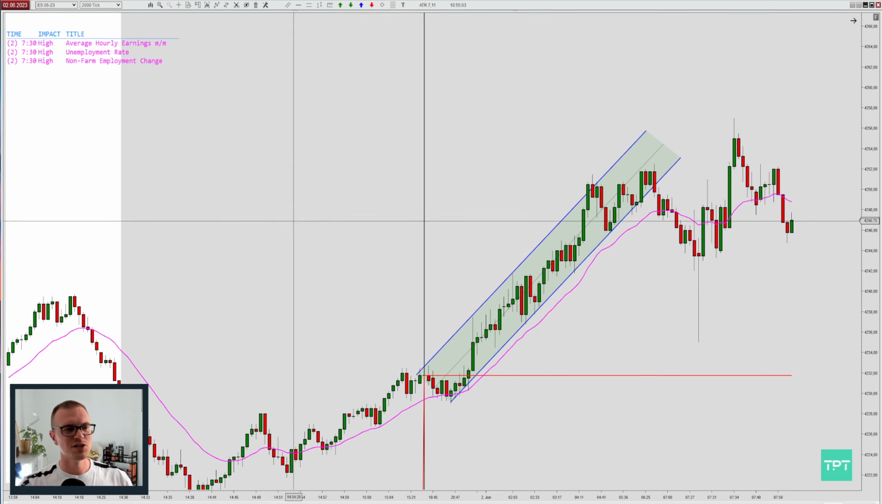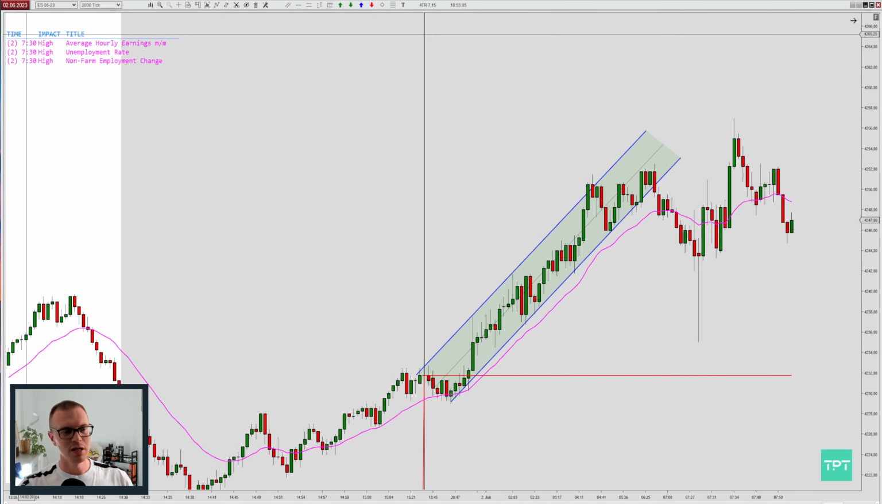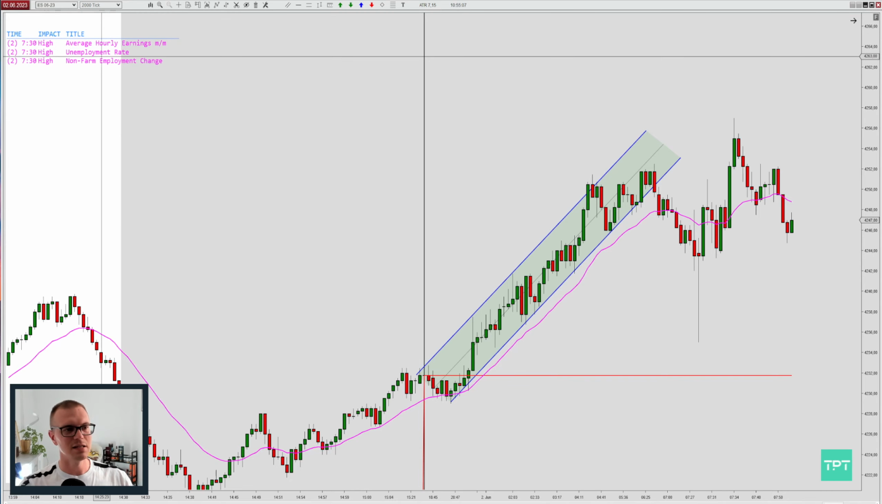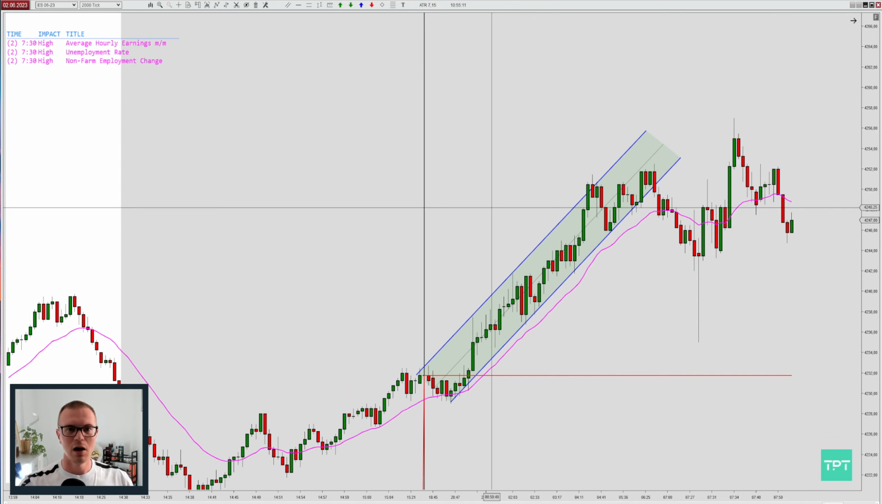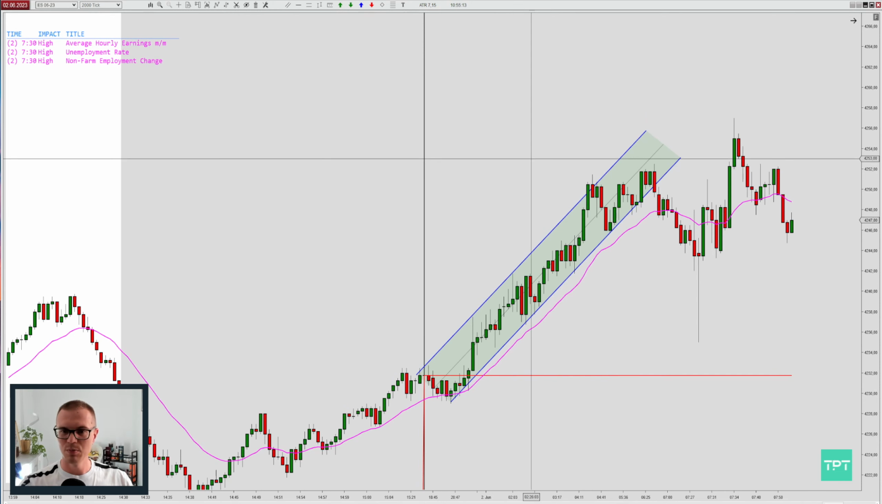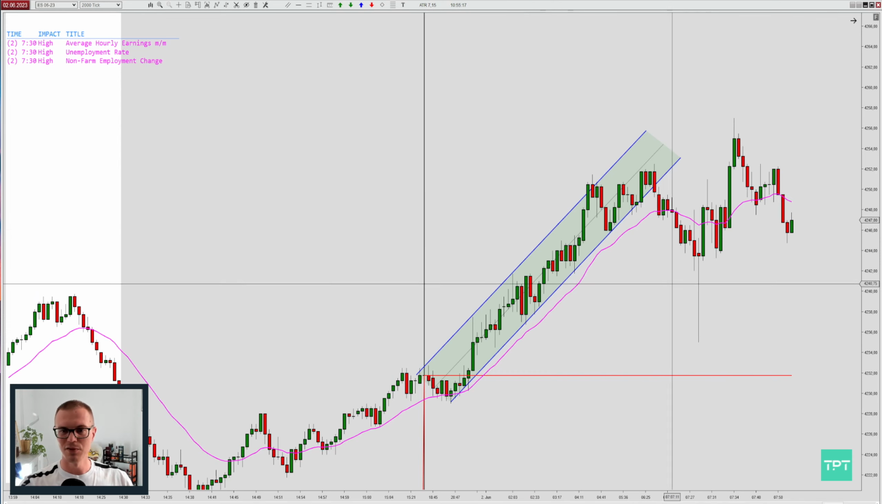Today I saw that we have 3 important news events. You can see it here on the top left corner. So usually I'm trying to stay out of any trades before the news and shortly after the news. So this is like around 7:30.